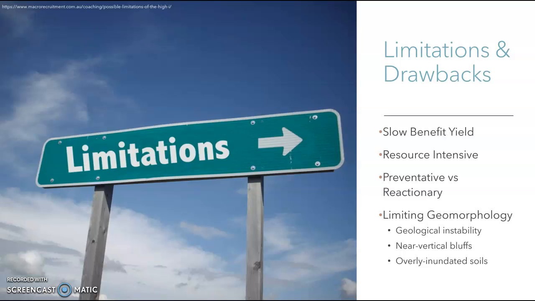And lastly, certain geomorphological attributes can render revegetation totally ineffective. These conditions include areas of geologic instability, near vertical bluffs, and overly inundated areas that are too wet for the vegetation to take hold. If a land is too hostile for young plants, revegetation becomes an infeasible management tactic.